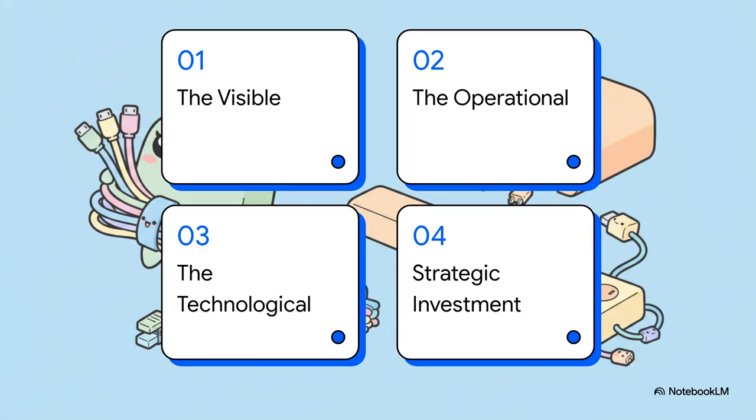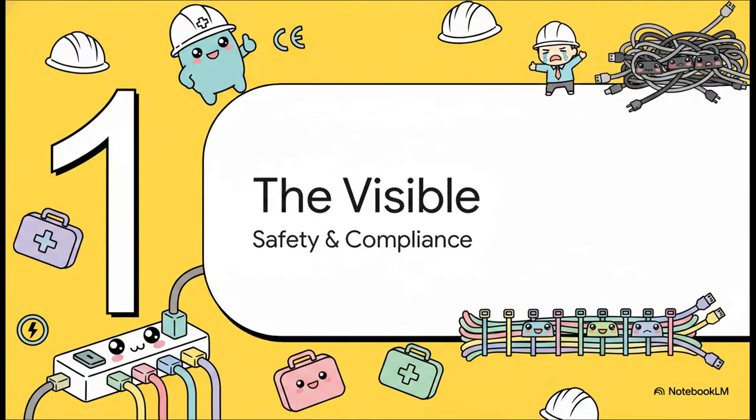To really understand the true scope of this, we're going to explore the topic in 3 layers. First, the visible. Next, the operational. And finally, the technological. Let's kick things off with Section 1, the visible, which covers safety, aesthetics, and compliance.